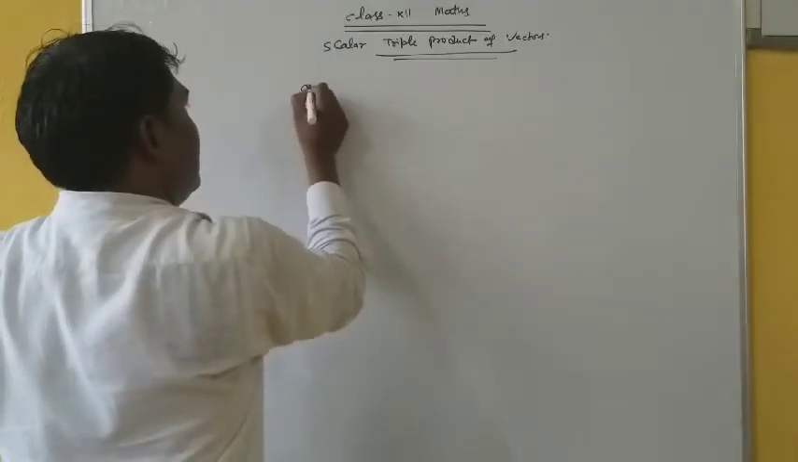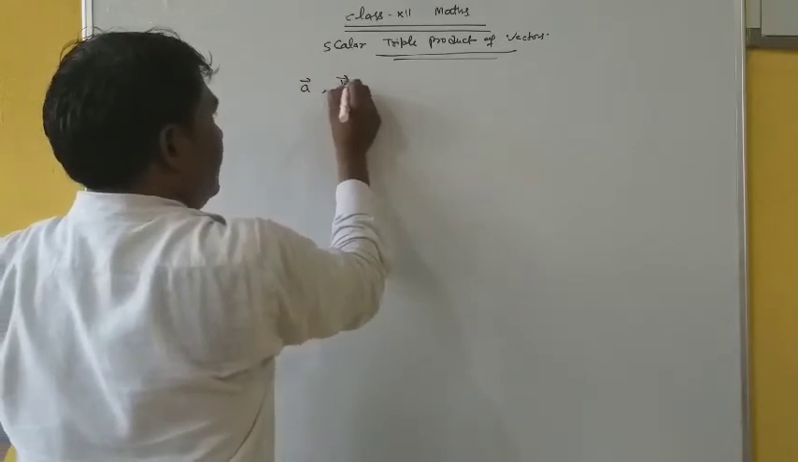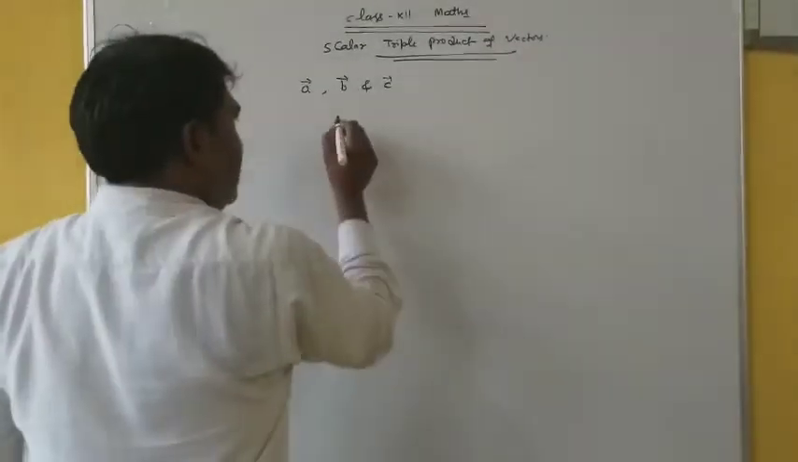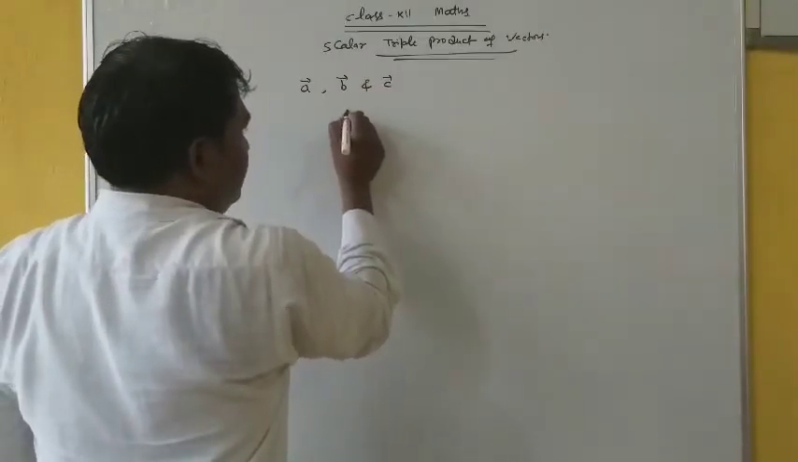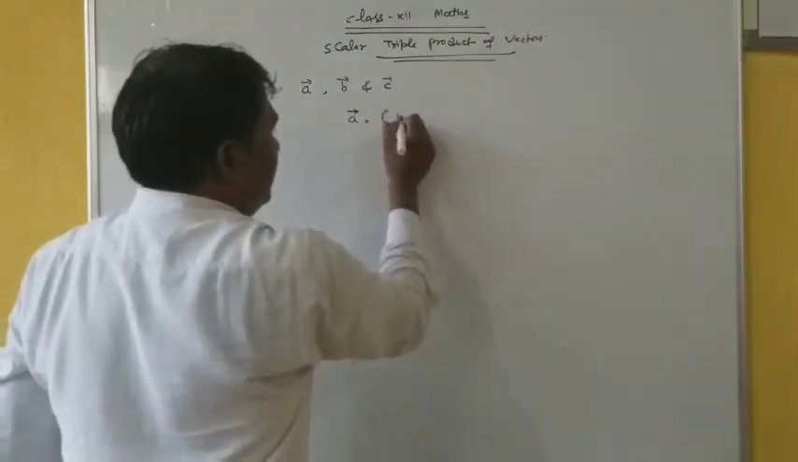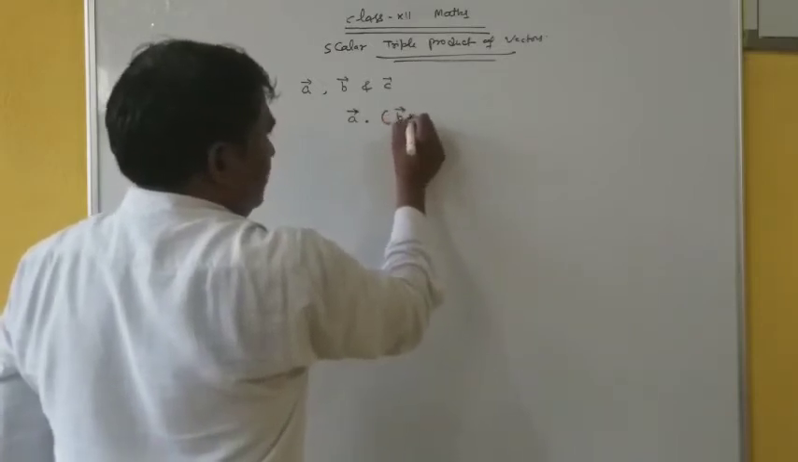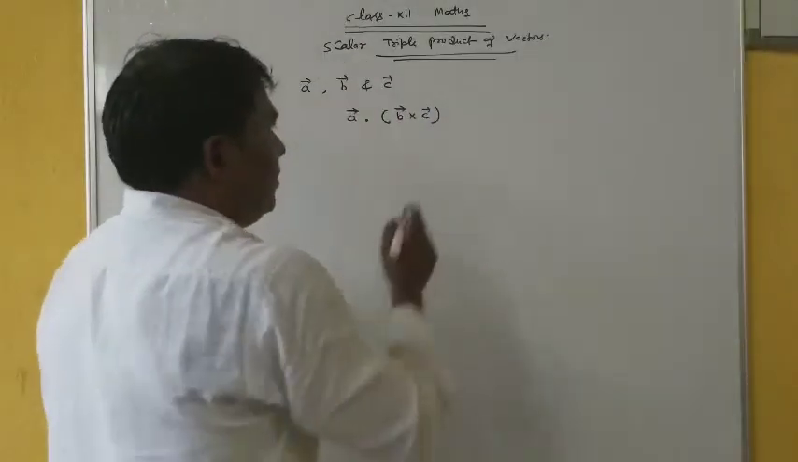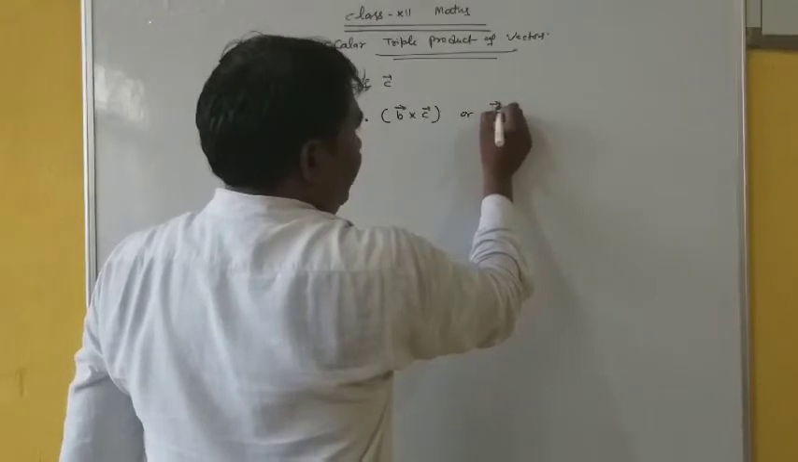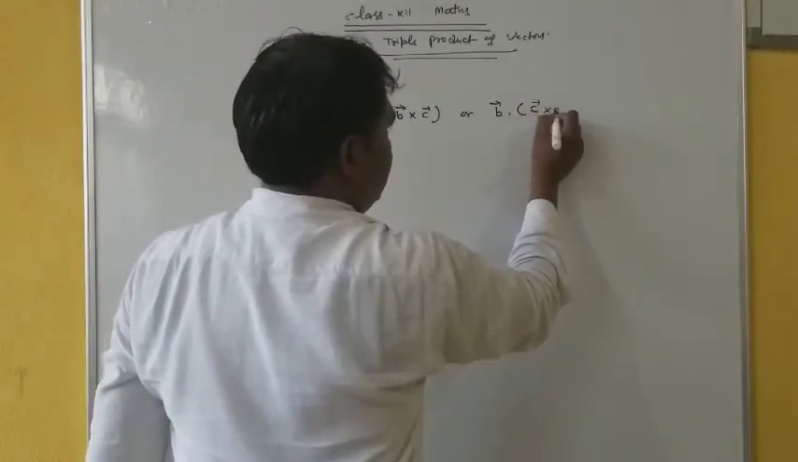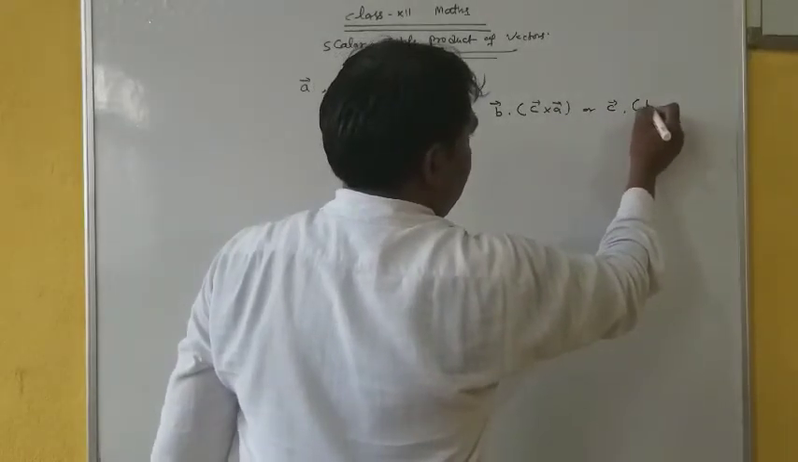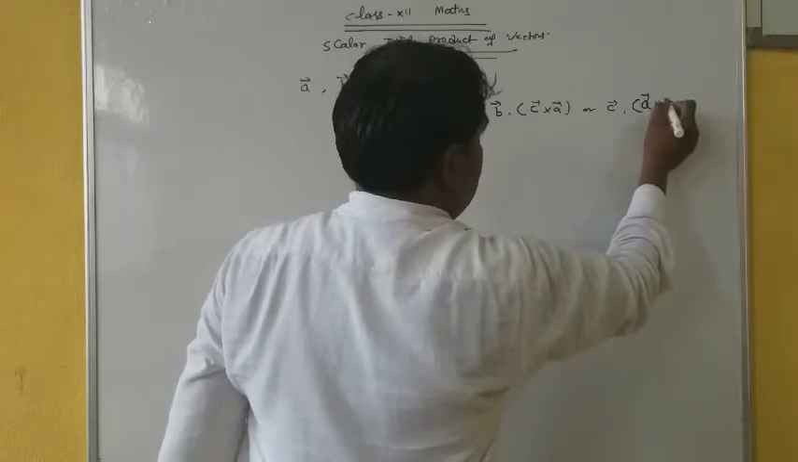Let there be three vectors A, B and C. Then the dot product of a vector with the cross product of the other two vectors: A dot B cross C, or vector B dot C cross A, or vector C dot A cross B.